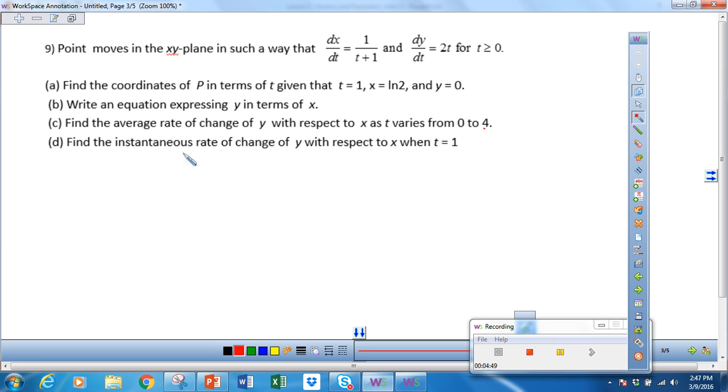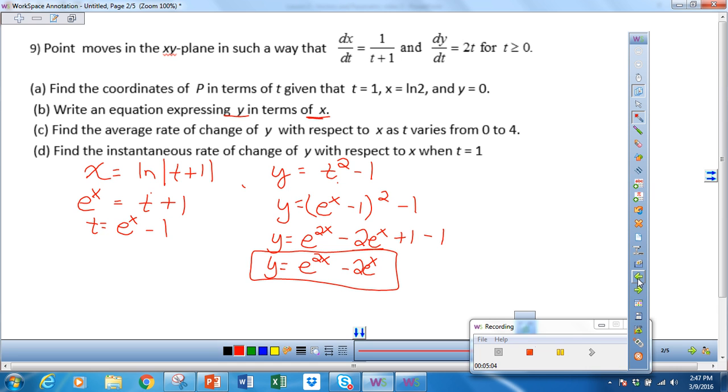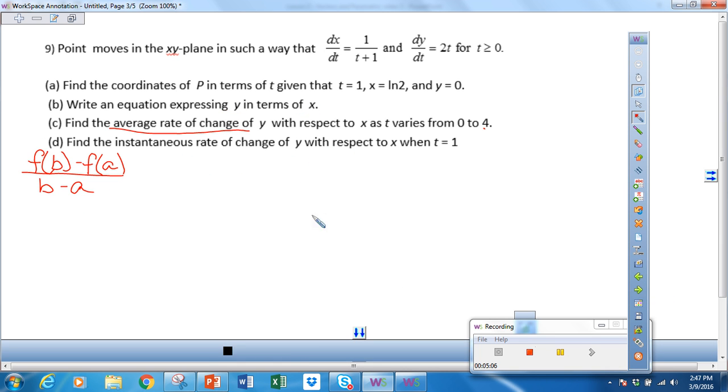For the next question, it asks us to find the average rate of change. Well, we have to remember the average rate of change is f of b minus f of a over b minus a. And in the last problem, we found f of x is e to the 2x minus 2e to the x.